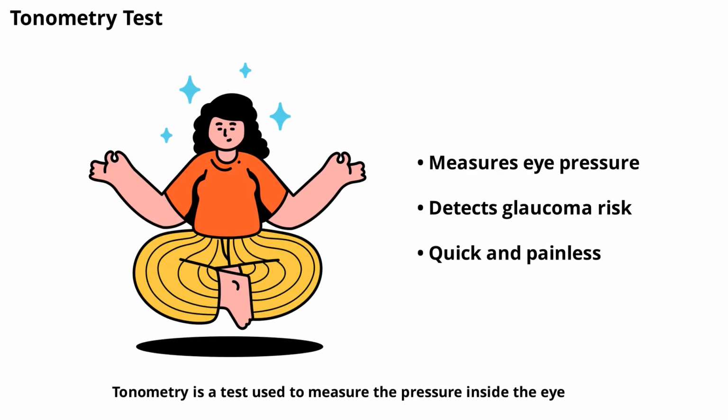Tonometry is a test used to measure the pressure inside the eye, known as intraocular pressure. While not directly related to cataracts, it's an important part of a comprehensive eye exam because high eye pressure can indicate glaucoma, another condition that affects vision. The test is quick and painless, often performed with a small device that gently touches the eye or uses a puff of air. Monitoring eye pressure helps ensure that cataracts are not accompanied by other serious eye conditions.